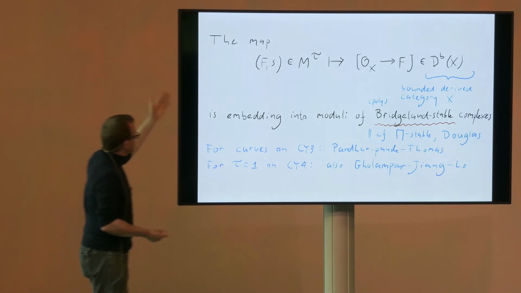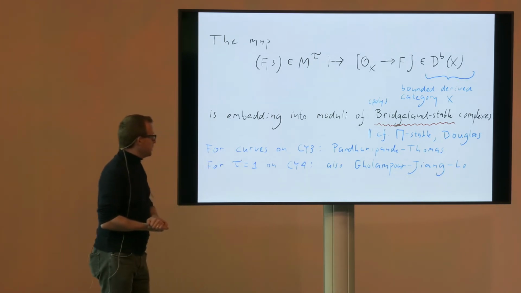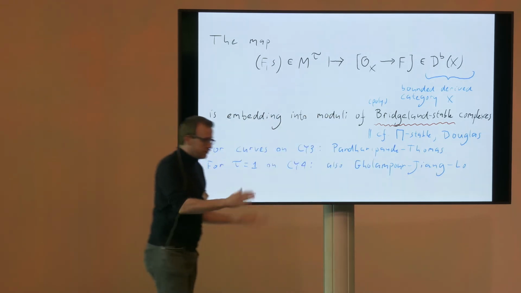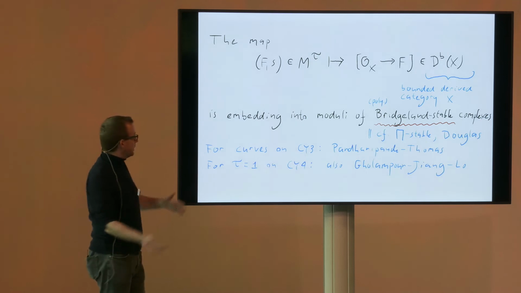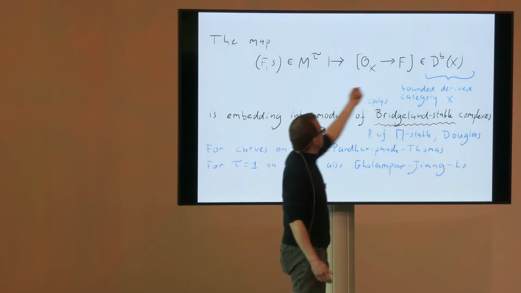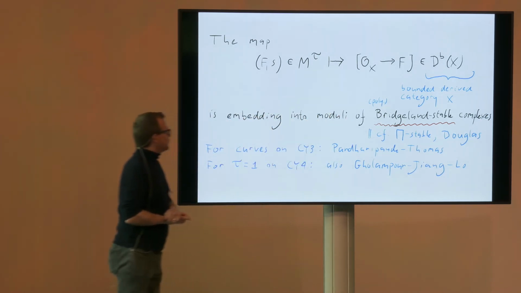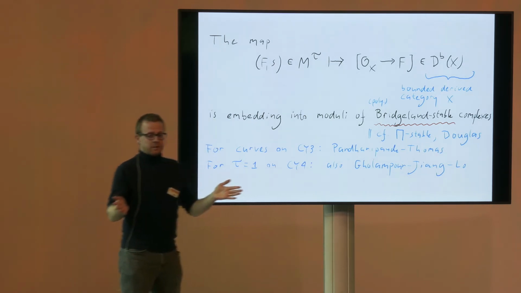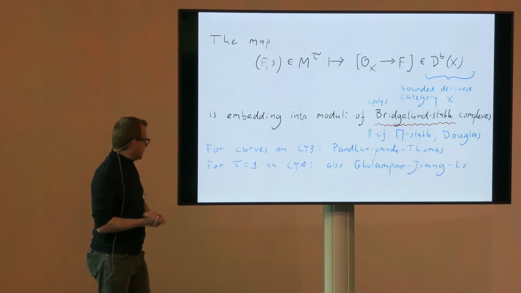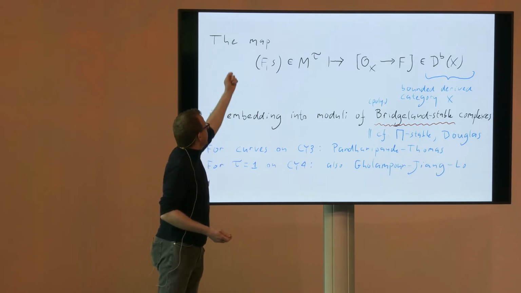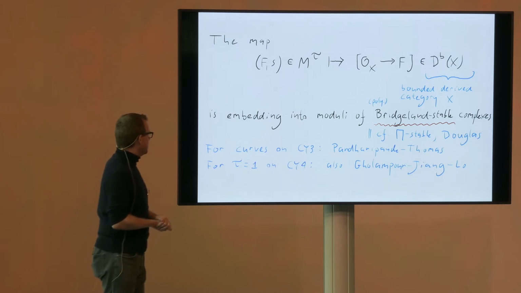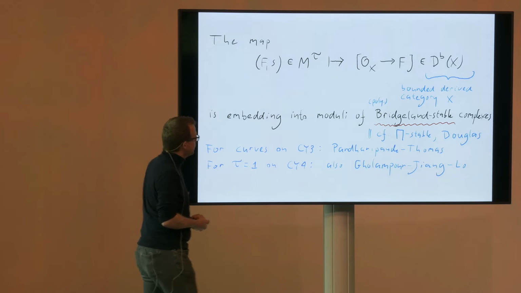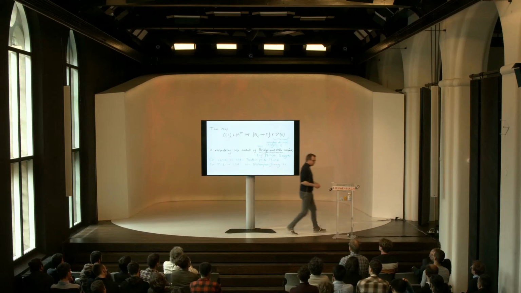So this is quite familiar for curves on Calabi-Yau threefolds too, where Pandharipande-Thomas did this too. They have the Hilbert scheme and the pair moduli space, and they again interpret them as parameterizing complexes in the derived category. But what's new in the fourfold setting is you have two pair moduli spaces, not just one. And I should also say that the tau is one case of this map was studied by Gholampour, Yang, and Lo.